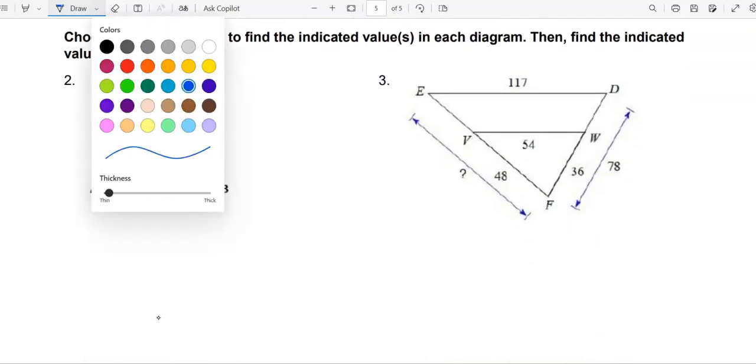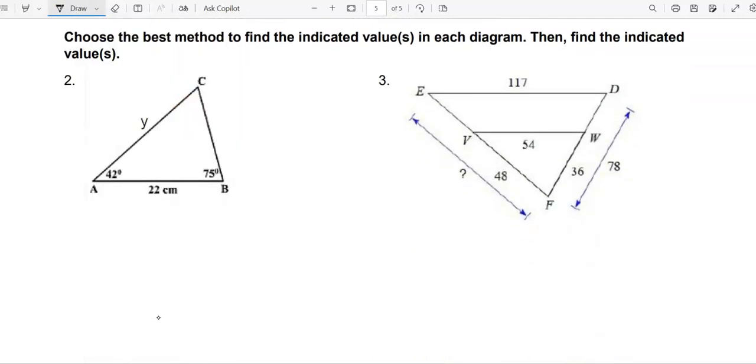For number 2 and number 3, we're choosing the best method to solve, and then we're going to solve. And so in number 2, we're trying to find y. It doesn't look like I have a whole lot. It's definitely not congruent triangles or similar triangles because I don't have 2 triangles. I've got Pythagorean theorem, but this isn't even a right triangle. I've got right triangle trig, but not a right triangle. I've got special rights, but again, not a right triangle. This is an oblique triangle, so we're looking at either law of sines or law of cosines.